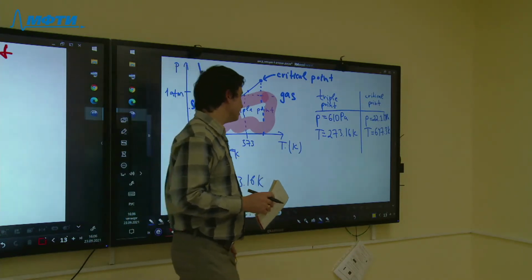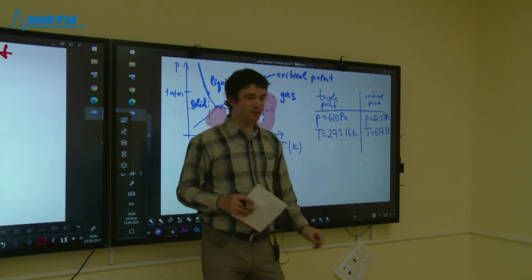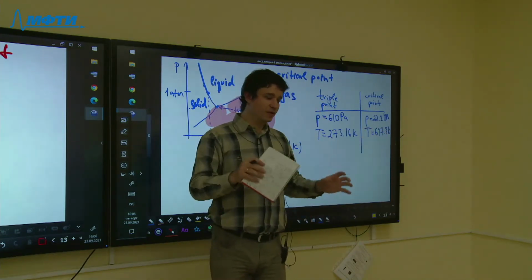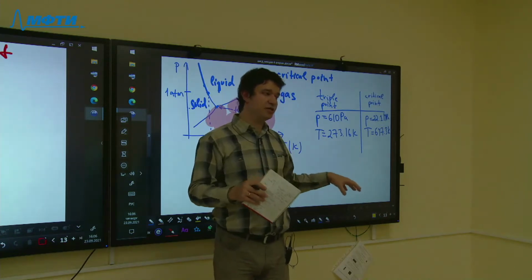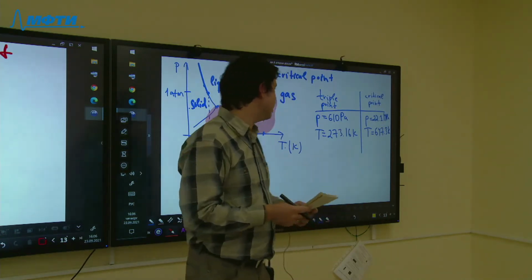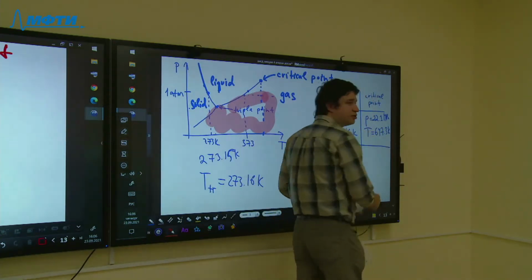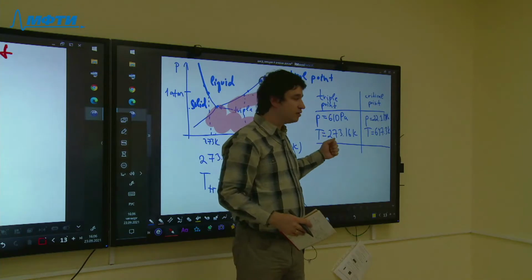But it is much easier to achieve in laboratory conditions, when you can have a very small capsule which contains water, and you can increase the pressure and temperature there almost infinitely. Any questions? The critical point, the temperature.